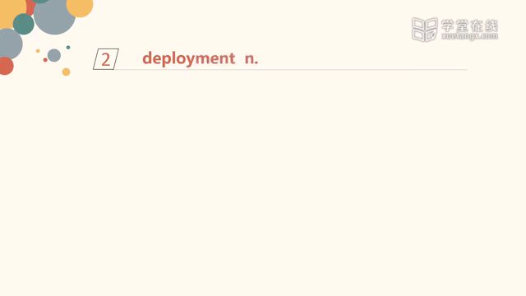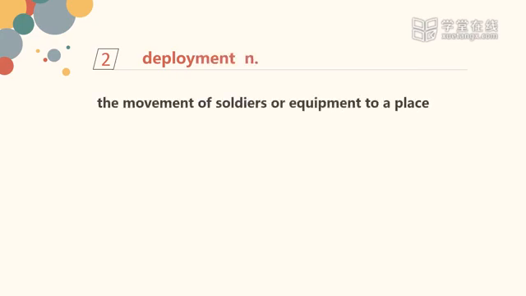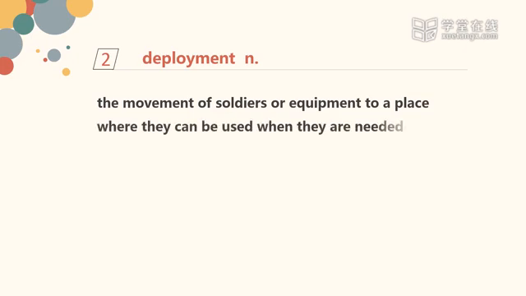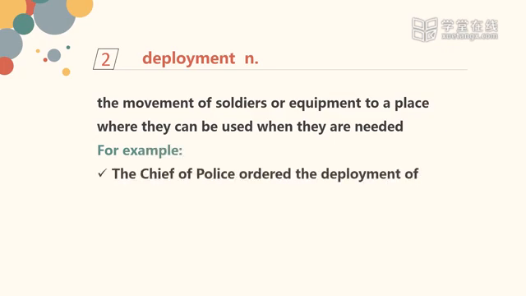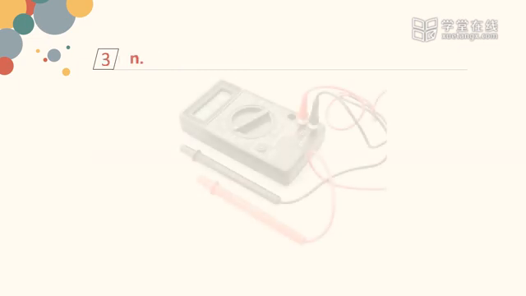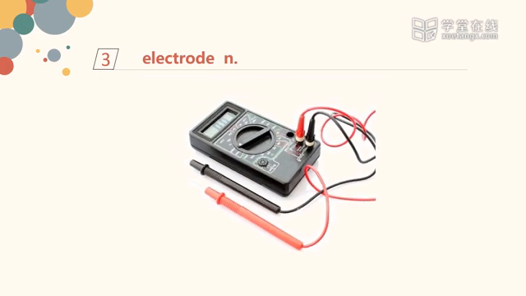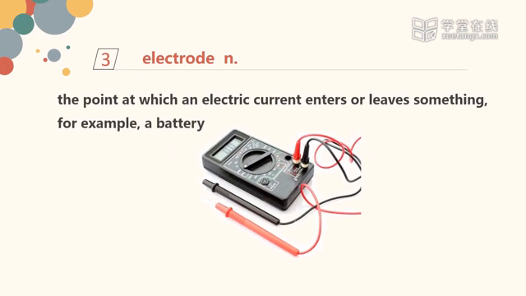Deployment. The movement of soldiers or equipment to a place where they can be used when they are needed. For example, the chief of the police ordered the deployment of 2,000 troops to try to stop the rioting. Number 3. Electrode. The point at which an electric current enters or leaves something, for example, a battery.